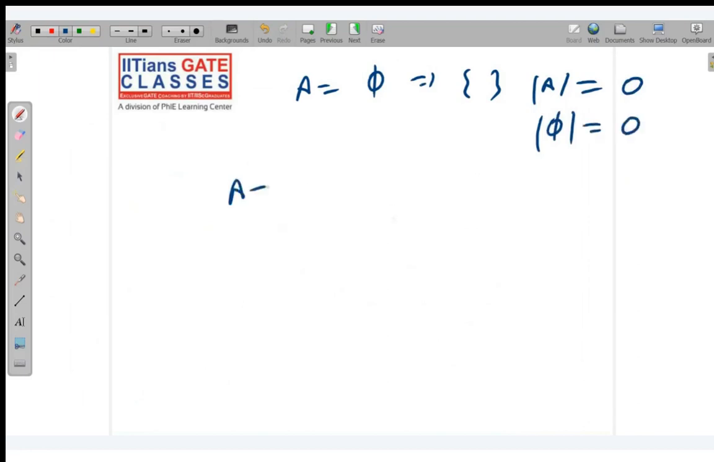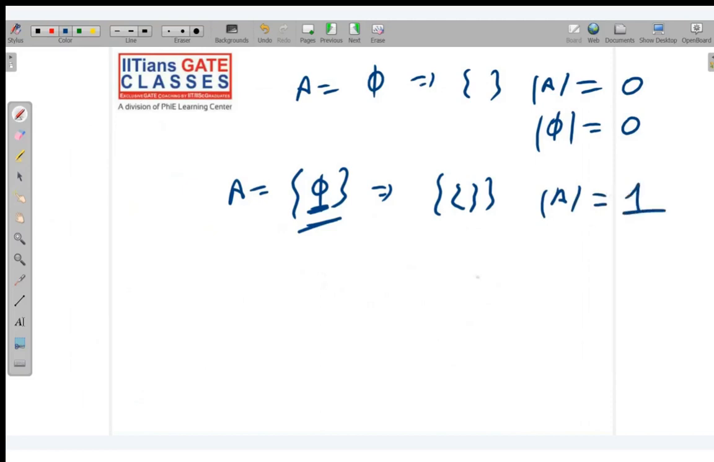Now if I say A is equal to phi within brackets, how will you represent it? Curly brackets as they are, and this phi means the set which is having nothing. So now please tell me what is the cardinality of A? 0, sir? No, cardinality is 1. Why? So I will say cardinality of A is 1.